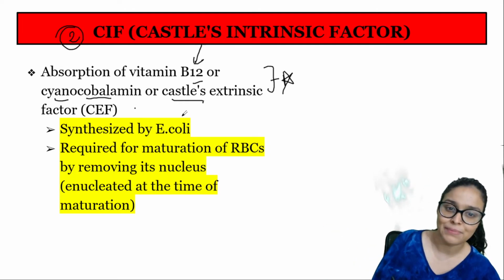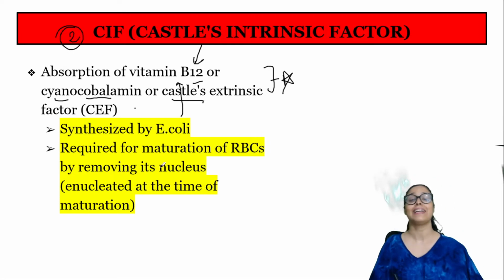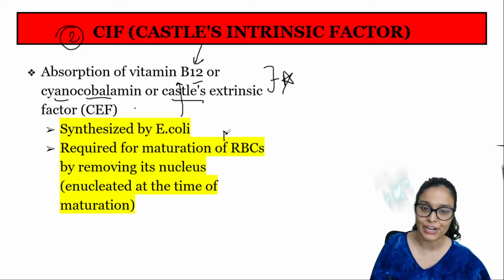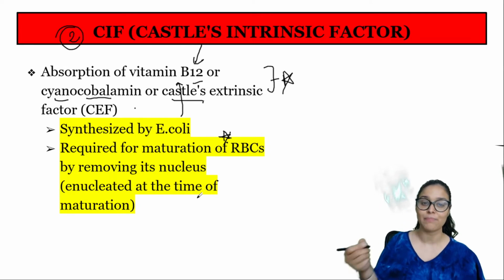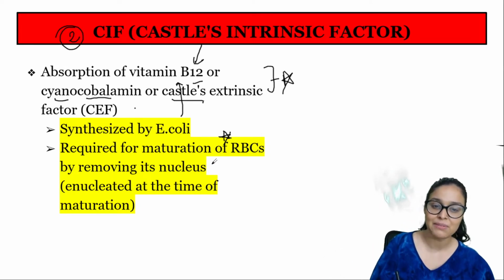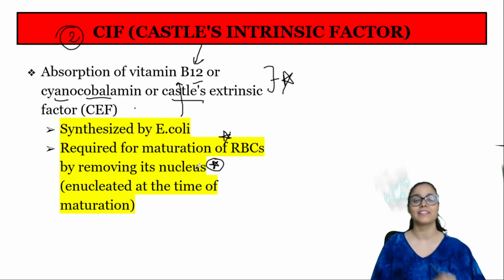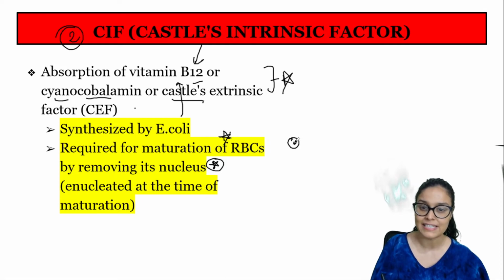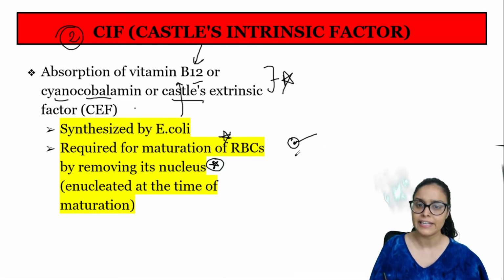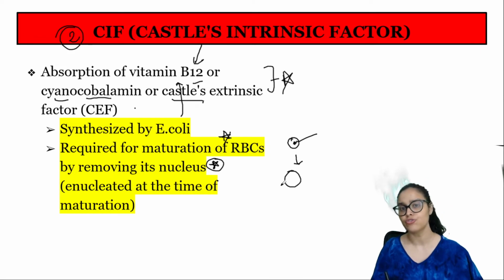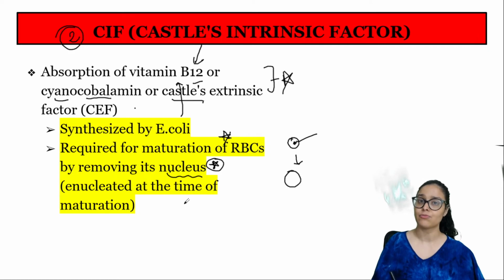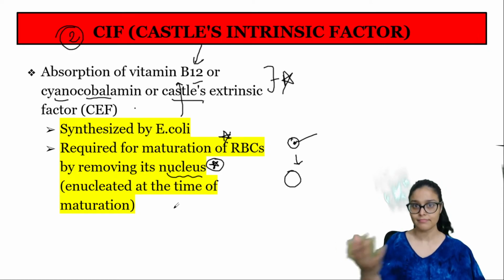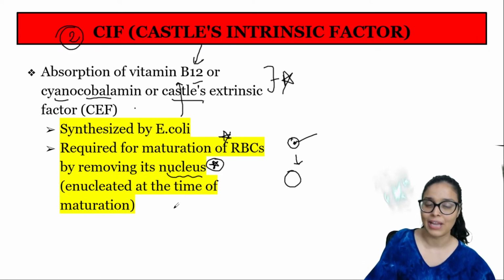So this vitamin B12 is actually synthesized by E. coli and it is required for RBC maturation. You have to remember it is required for maturation of RBCs by removing the nucleus. So RBCs are enucleated. At the time of maturation, we know that RBC removes its nucleus. Obviously, in order to mature the RBC, we have to remove its nucleus and then it will undergo the maturation process. Same thing we have done here, right?